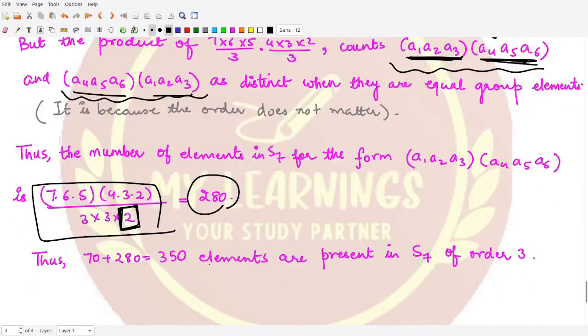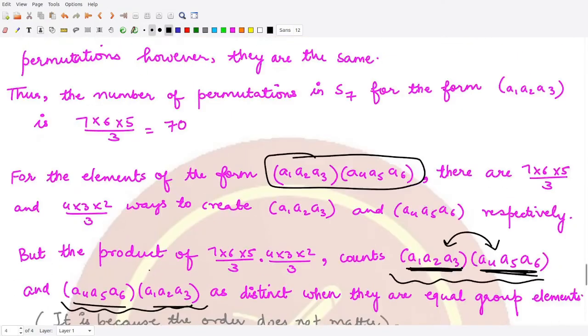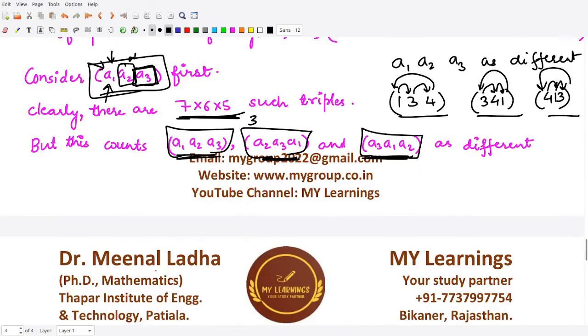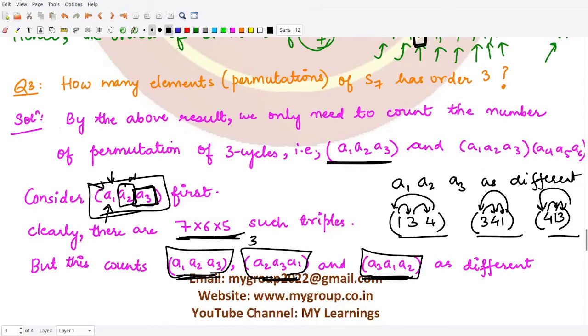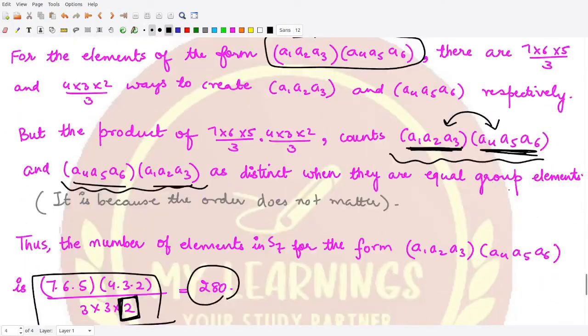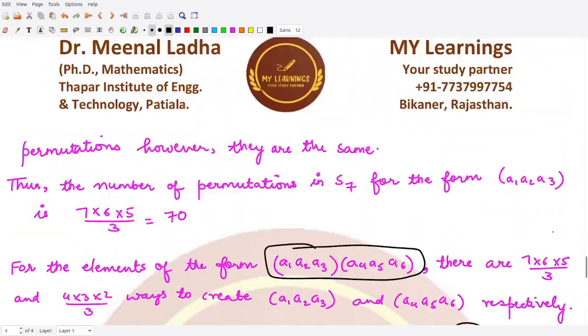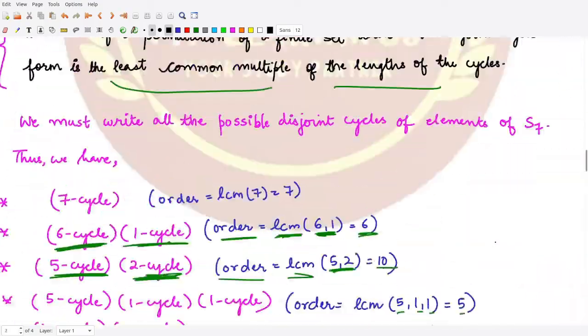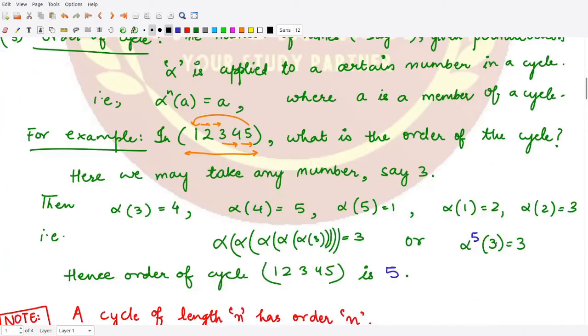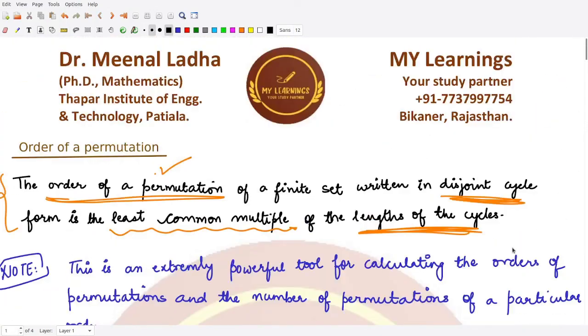Therefore in total we have 70 elements of the kind (A1 A2 A3), and 280 where we have such pairs of cycles, right? So in total we have 350 elements in S7 that have order 3. So you see how we made use of this result to calculate the elements of S7 having order 3. I hope you understood the result well. That is it for this video. Thank you for watching.